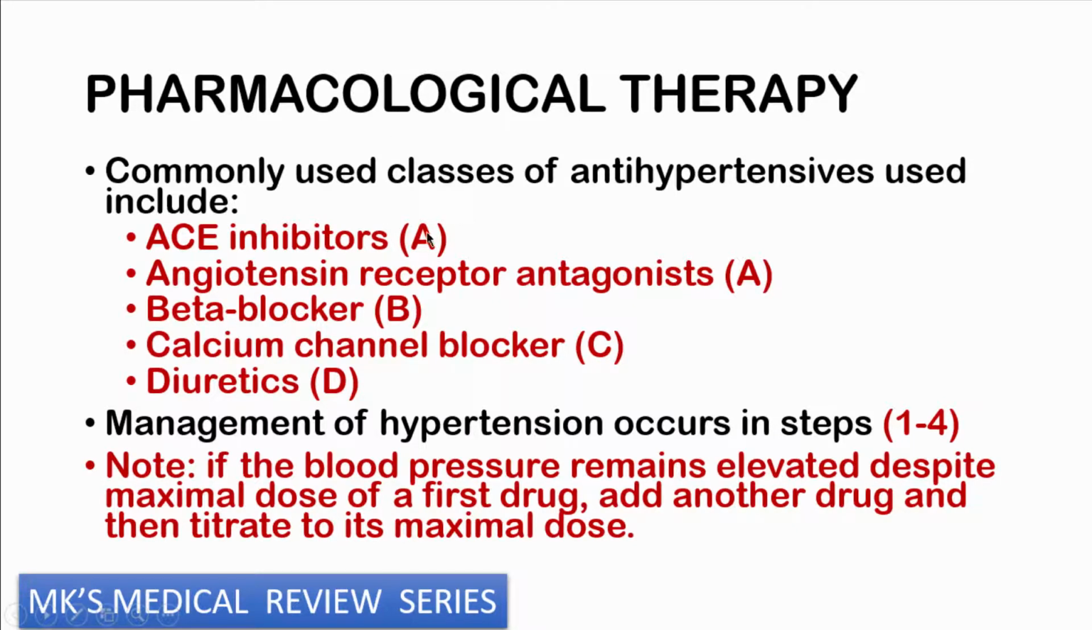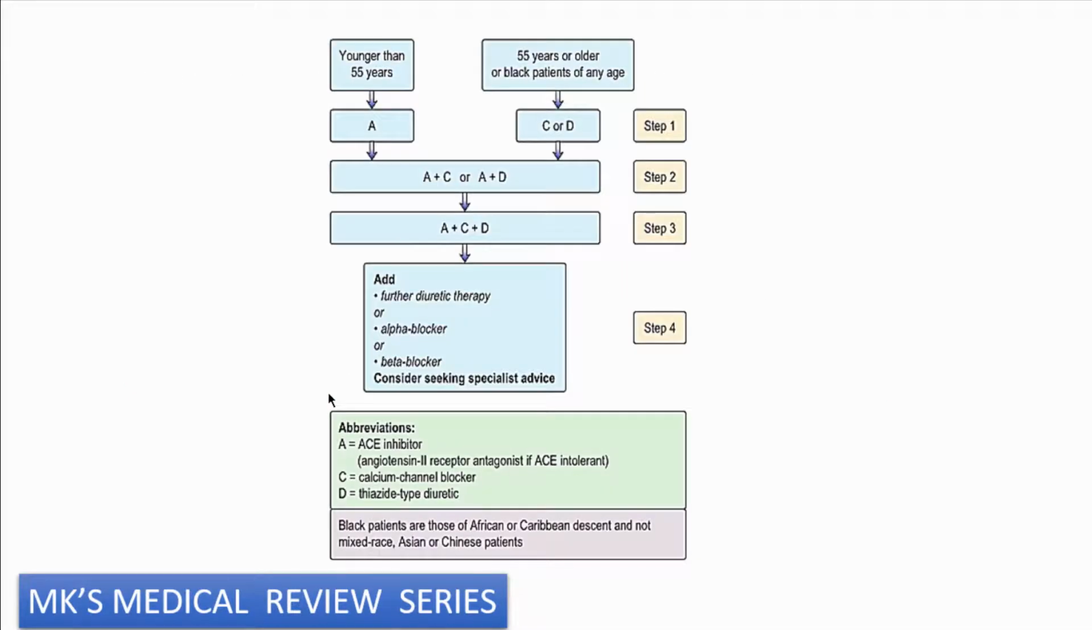So A is signifying ACE or angiotensin receptor antagonist, so ARBs or ACE. B is for beta blockers. C is for calcium channel blockers, so things like nifedipine, amlodipine, those that work on blood vessels. Then you also have diuretics here. So the management is going to be occurring in steps, step 1 up to step 4. And if the blood pressure remains elevated despite you having a maximum dose of the first drug, then you can add another drug and then titrate that drug to the maximum dose, just like that. If 2 drugs you have titrated to the maximum dose and still there's no response, you can add a third drug.